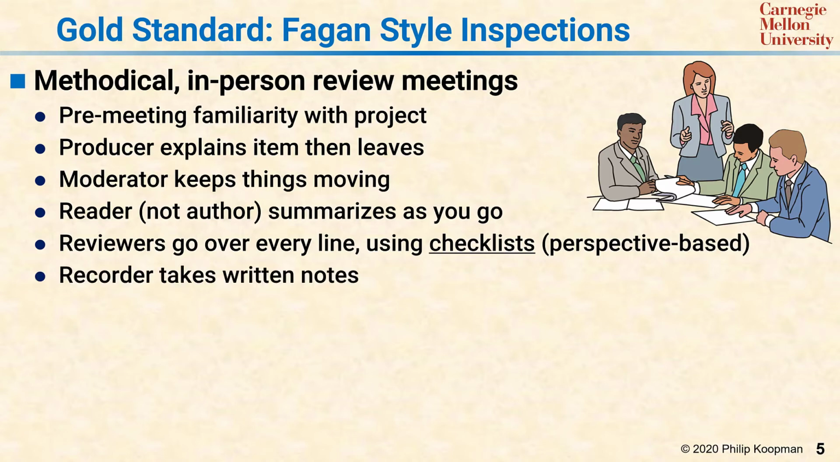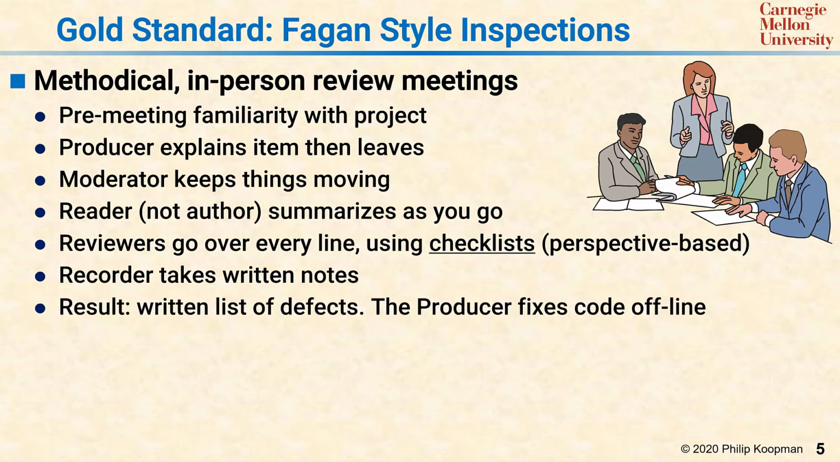A recorder takes written notes of the meeting. These should not be long or complicated. Rather, the essential information should be written down in a way that is as easy as possible. For example, a simple spreadsheet might record what defects have been found. The result of the review is a written list of defects. The producer fixes the code offline and not during the review meeting itself.